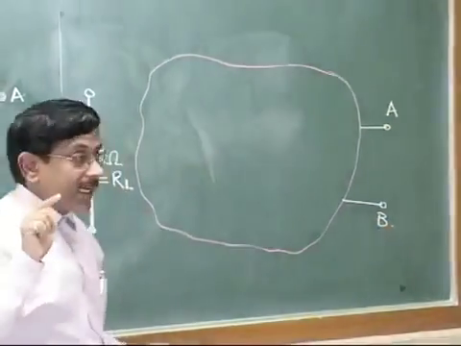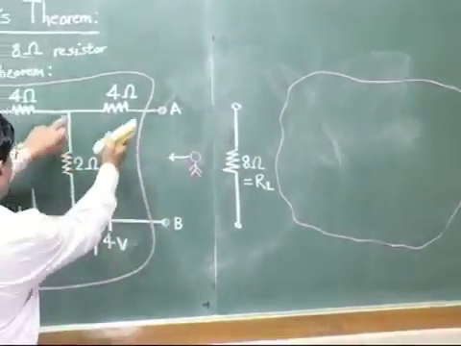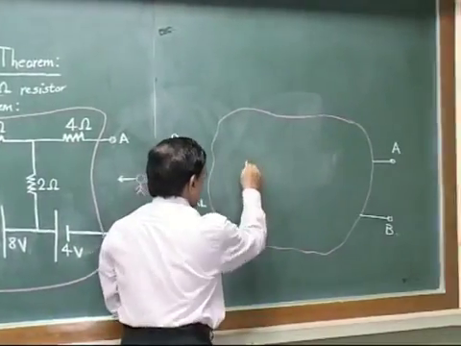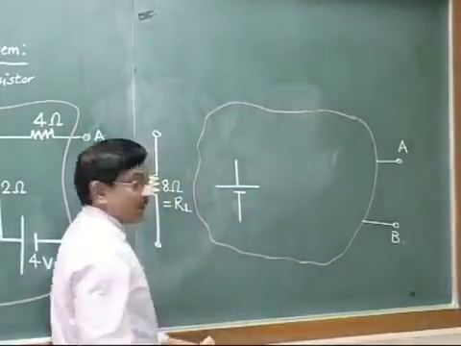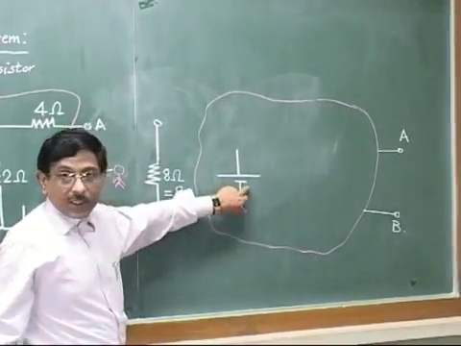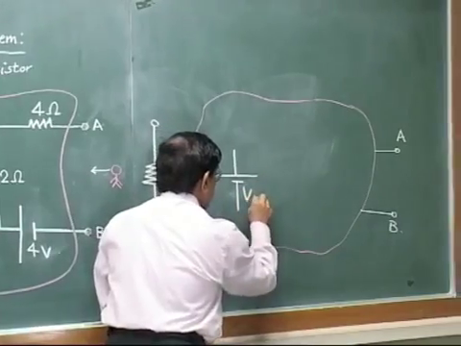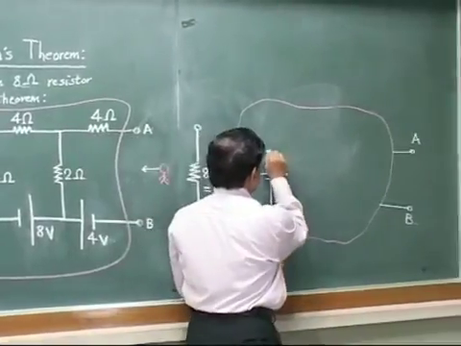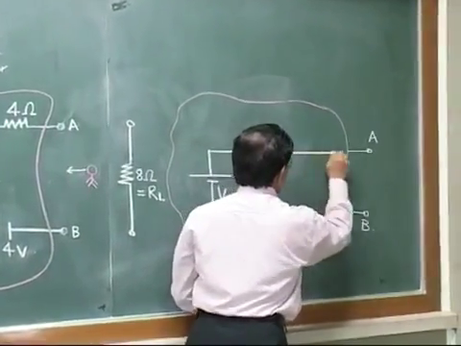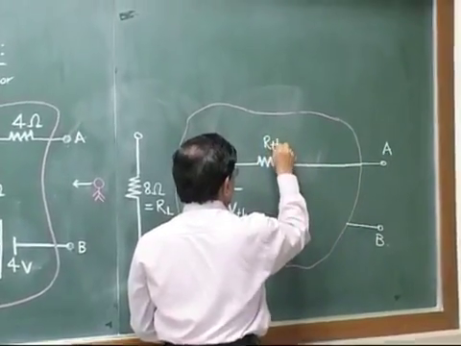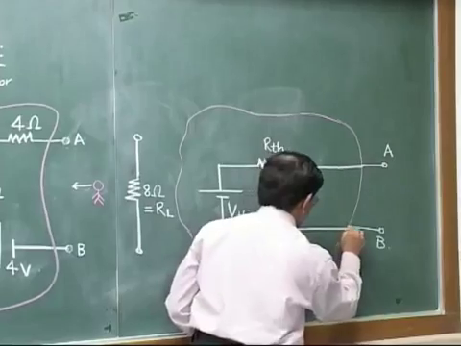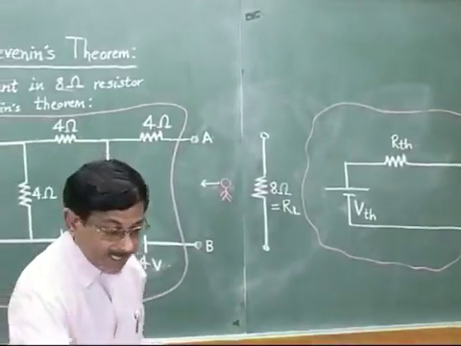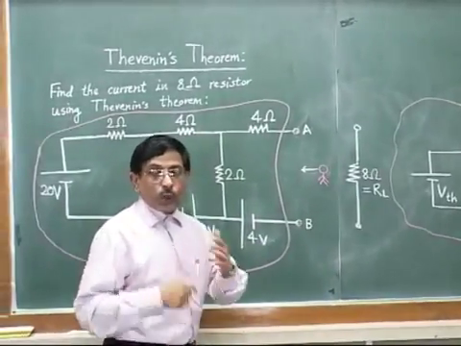And once we find VTH and RTH, what does it mean? It means that this entire thing in this box I can represent with one single equivalent voltage VTH. Meaning that, as I had told you, this VTH value is nothing but the open circuit voltage across points A and B. And then in series with this, there will be one single resistance RTH. So the circuit finally becomes like this. Okay, like this.